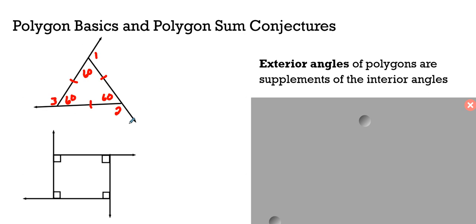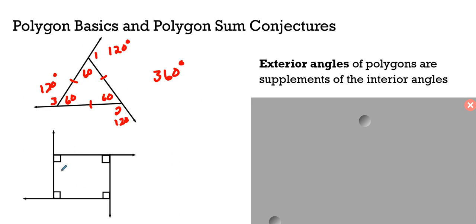Right? So if I know that this is a regular triangle, each of the interior angles is going to be 60. Each of the exterior angles is going to be 120. And if I add up all of those, I get 120 plus 120 plus 120. That gives me a total of 360.